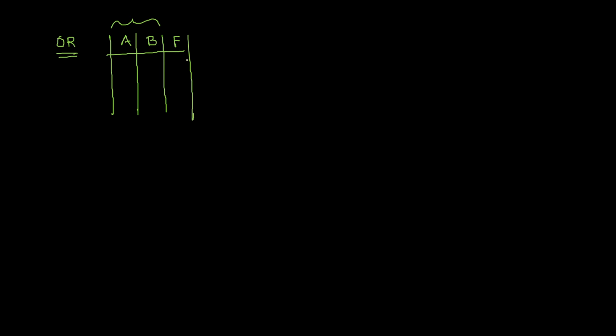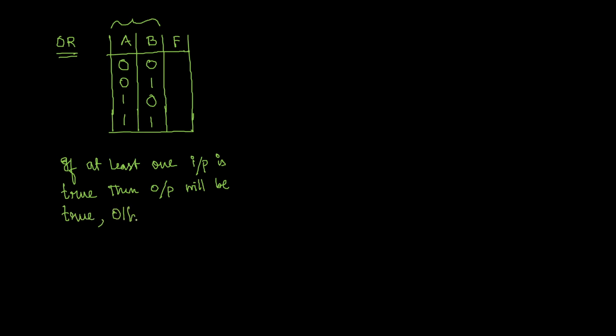Similarly, if we go for OR logic, I design the truth table again, something like A, again B, and again I have F as the output. A and B are again the inputs. If I draw the truth table, obviously the combinations will be 0 0, or 0 1, or 1 0, or 1 1.